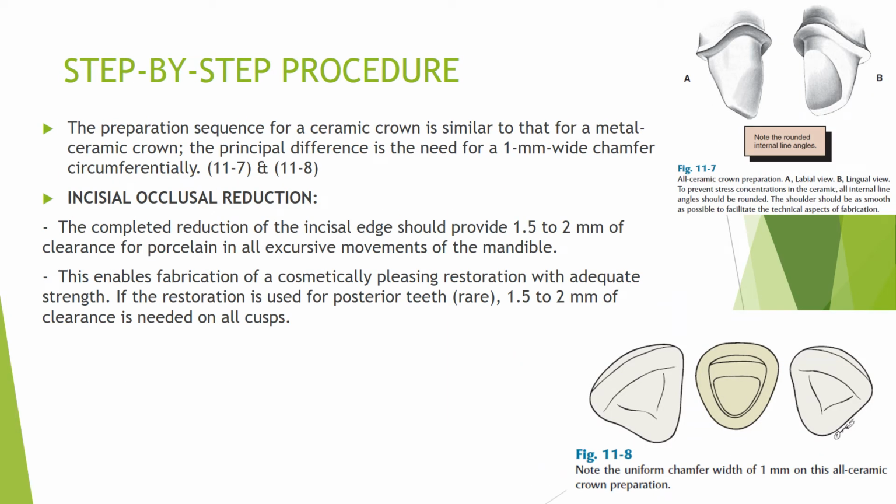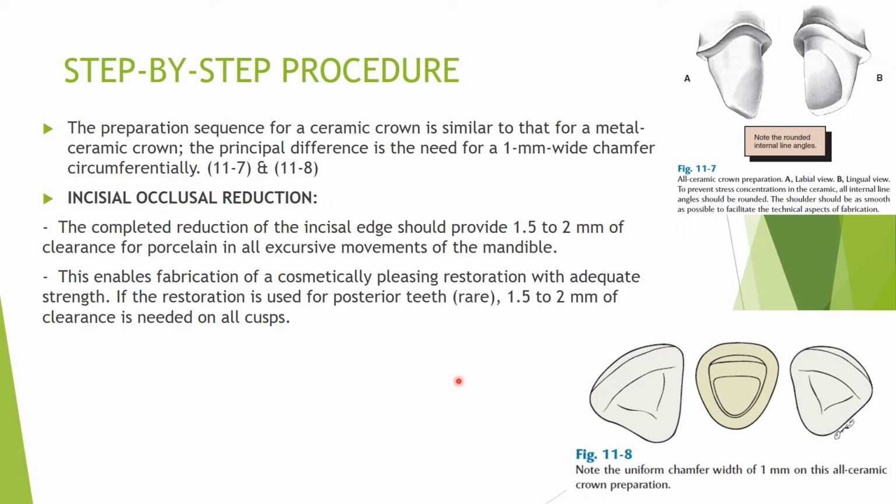Okay, coming to the step-by-step procedure, the preparation sequence for a ceramic crown is similar to that of a metal ceramic crown. The principal difference is the need for a 1 mm wide chamfer circumferentially, right? So the chamfer preparation usually is done in the middle, and here we use a shoulder preparation, right? So you can see the labial and the lingual preparations in general, okay? Okay, and this is just the occlusal view of the same.